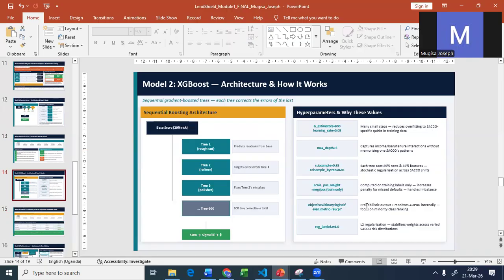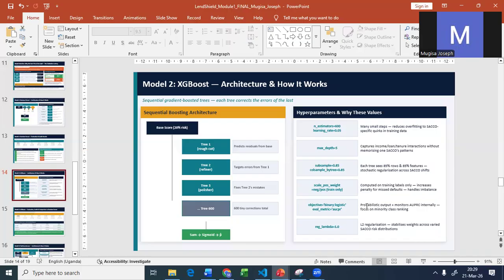XGBoost is built like the random forest, but a little bit different, whereby every tree clears the error of the other. That is how these models work. Initially it will just start on the data set and give a probability to all the rows, all the borrowers. It will look at the percentage in our data: 16% are defaulters. So it will say everyone is 16% likely to default.